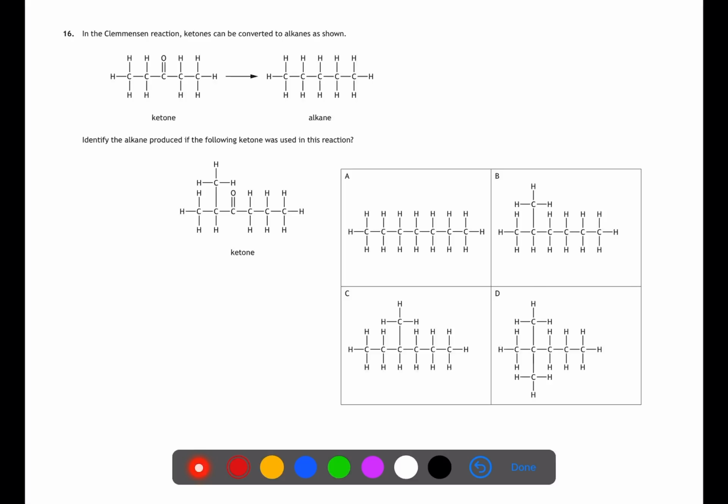For this ketone, we're going to replace the C double bond O here with 2 H's. We then need to find this structure within the ones given in the question. The structure has a methyl group here attached to 6 carbons. So here we have our methyl group attached to a chain of 6 carbons, making B our answer.